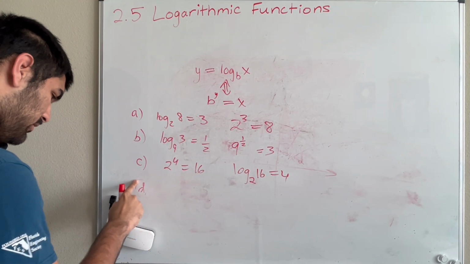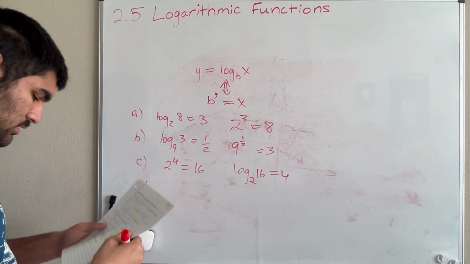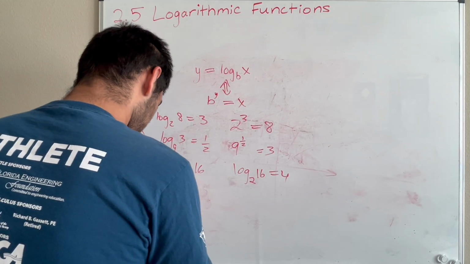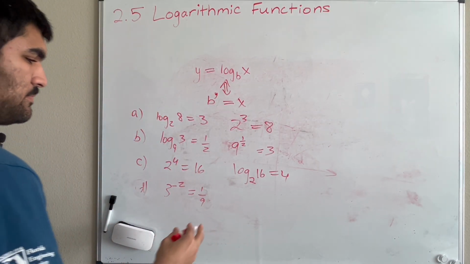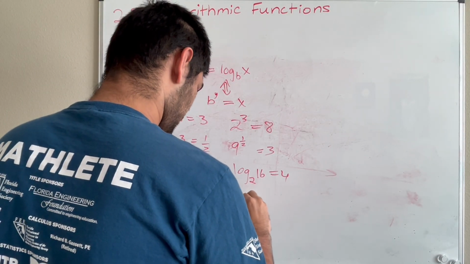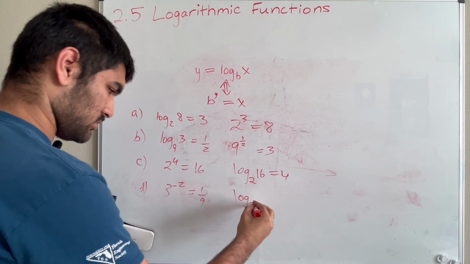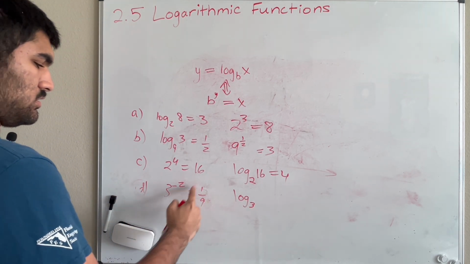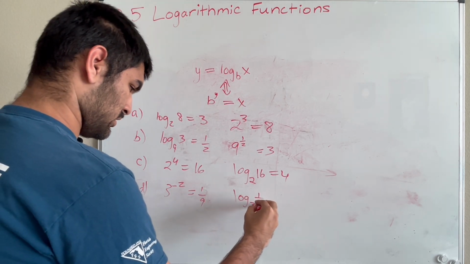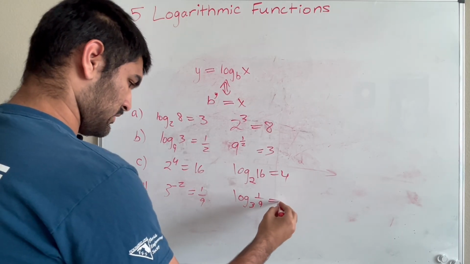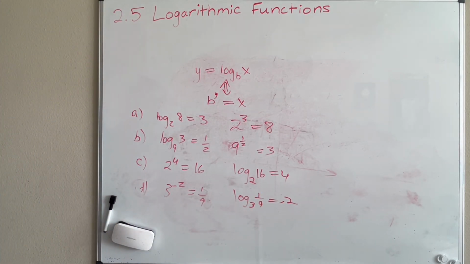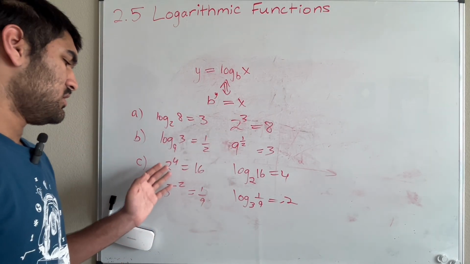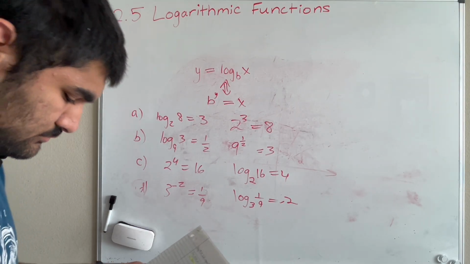And then part D, let's say 3 to the negative 2 is equal to 1/9. Okay? So again, you have log, our base is 3, and of 1/9, because that's what the exponential is outputting, and that's equal to negative 2. So that's just some examples of how to convert from log to exponential, and then from exponential to log.